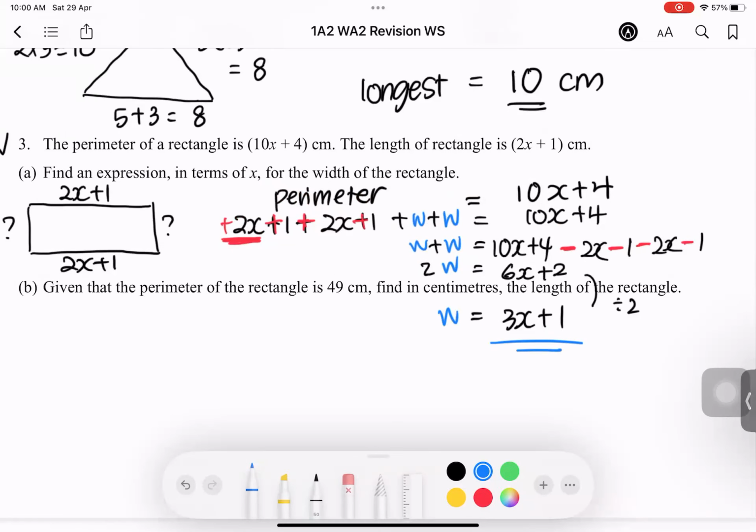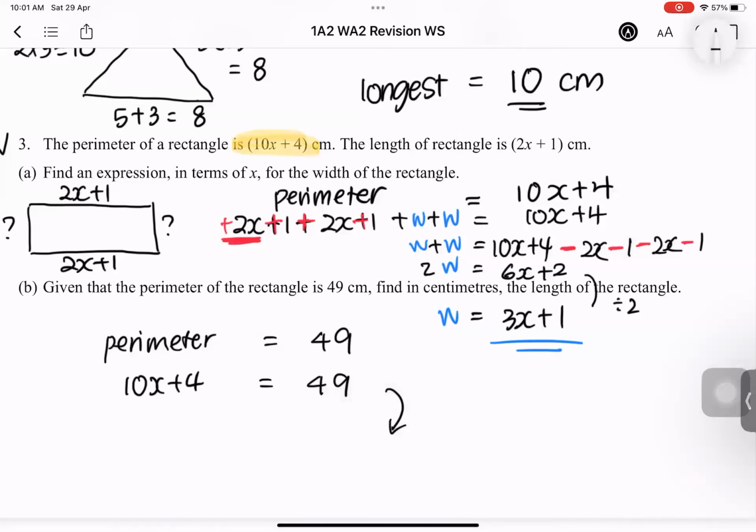They say perimeter is 49. What's the perimeter? Perimeter already given. 10x plus 4 equals to 49. Then you go back and solve it on your own. Find the answer. Is that okay?